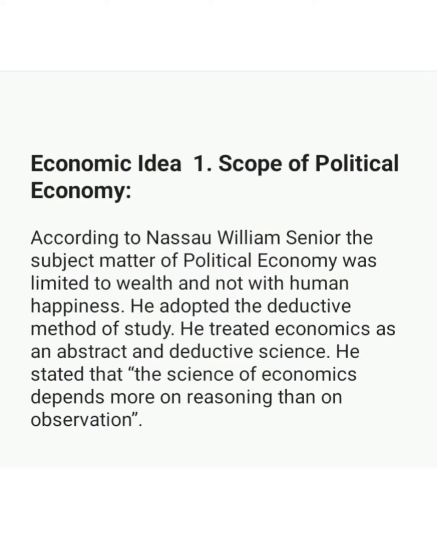Senior. First one is the scope of political economy. According to Senior, the subject matter of political economy was limited to wealth and not concerned with human happiness. He adopted the deductive method of study. He treated economics as an abstract and deductive science. He stated that the science of economics depends more on reasoning than observation.